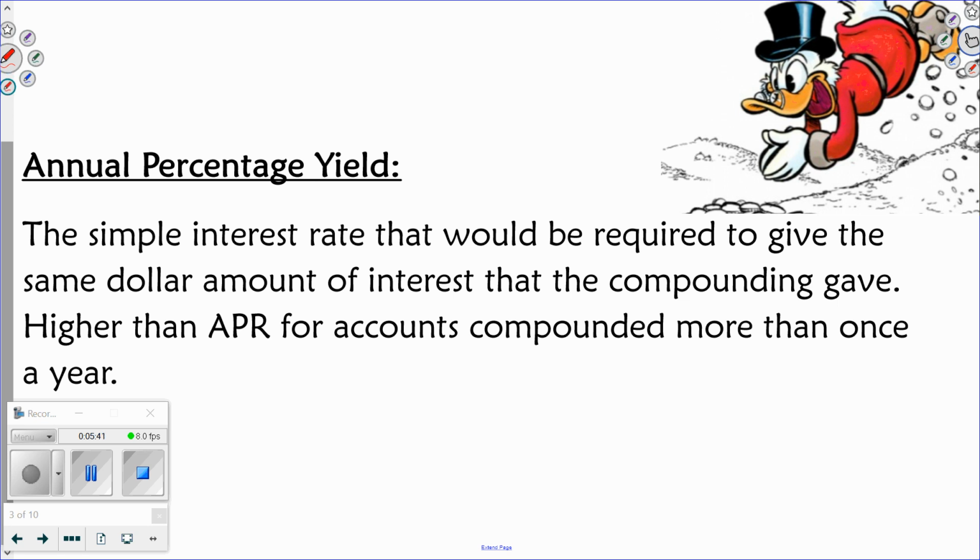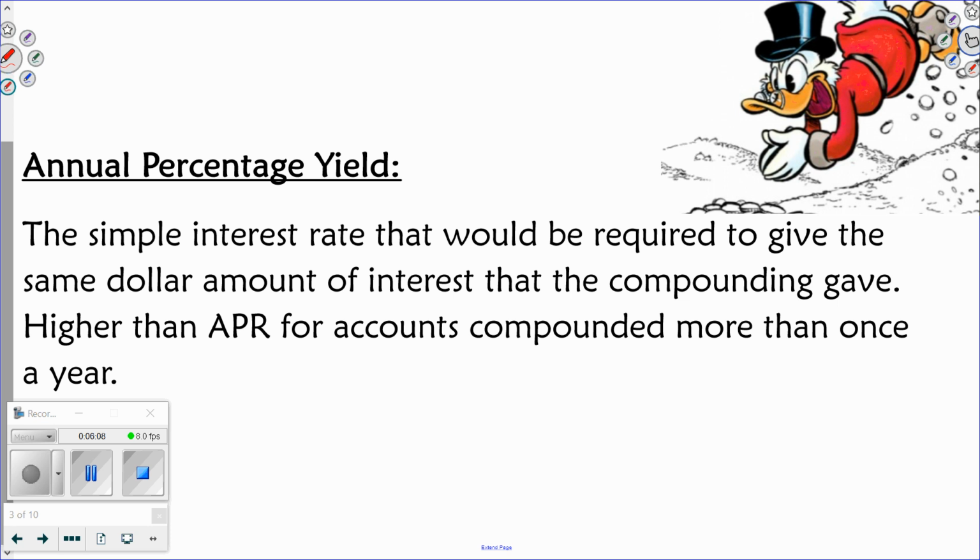So if I didn't keep making that principal bigger, this is the rate you would have for simple interest to get the same amount of money. So what do you think? Is the APY going to be higher or lower than the APR? Higher. With simple interest, you'd have to have a higher rate to get the same amount of money as you would if it was compounding all the time, right?